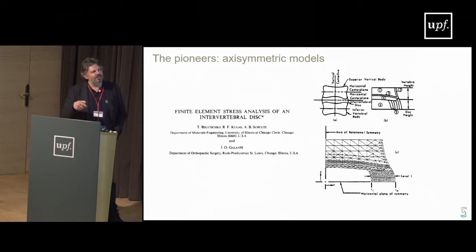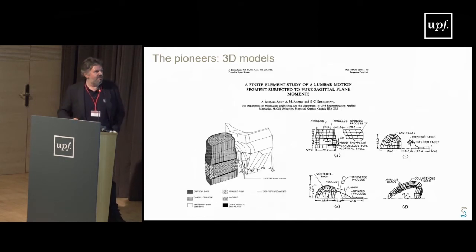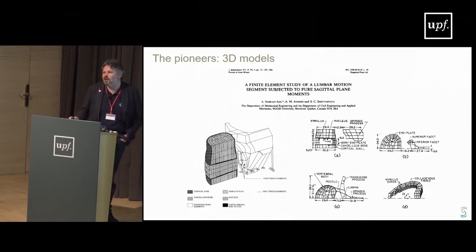Also very important papers with very relevant scientific results. That's a very famous paper, I think, of a famous series of papers, the papers by Shirazi-Adl, starting from the 80s. These are among the first full 3D models of the lumbar spine, starting from a motion segment. You see they didn't use many elements. It's not fully anatomically accurate, but still, if you read these papers from 84, 86, today you still find a lot of information which is still up to date.